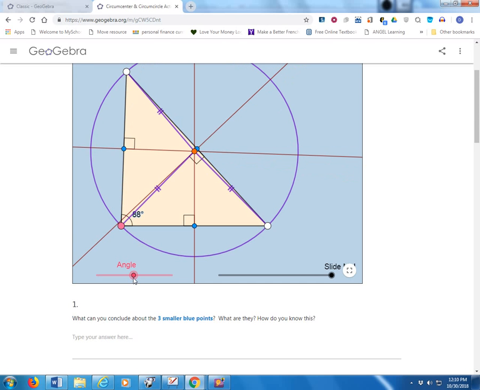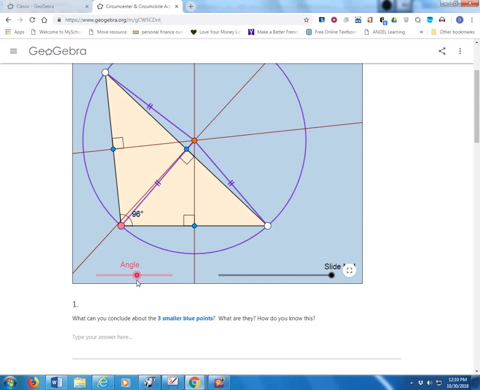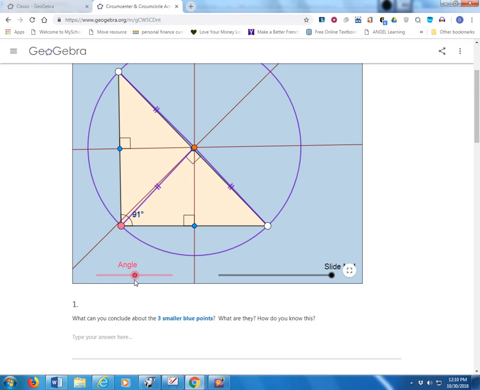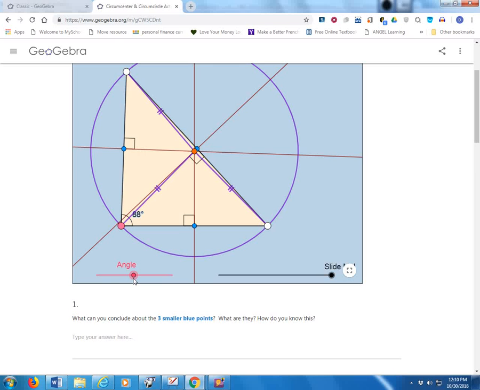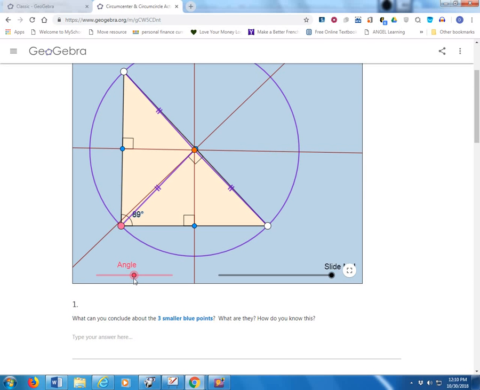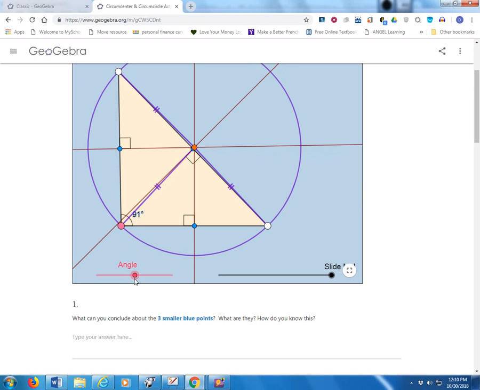Almost. Use my mouse. Oh my goodness. Come on.